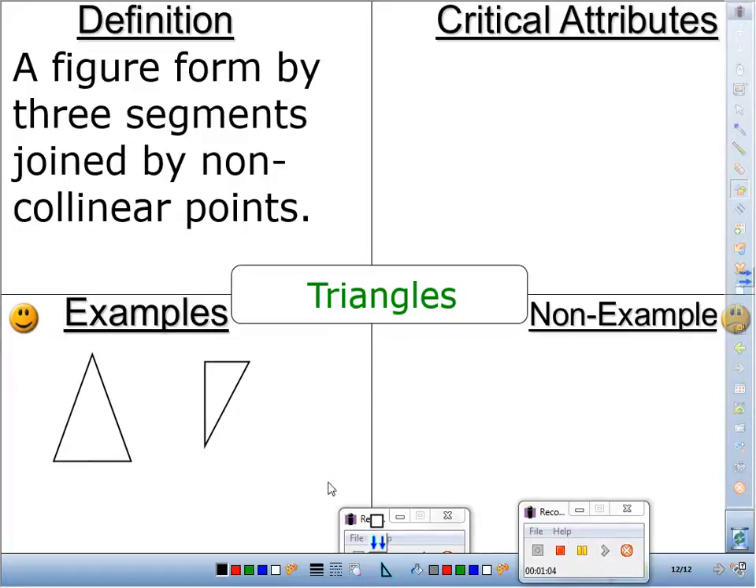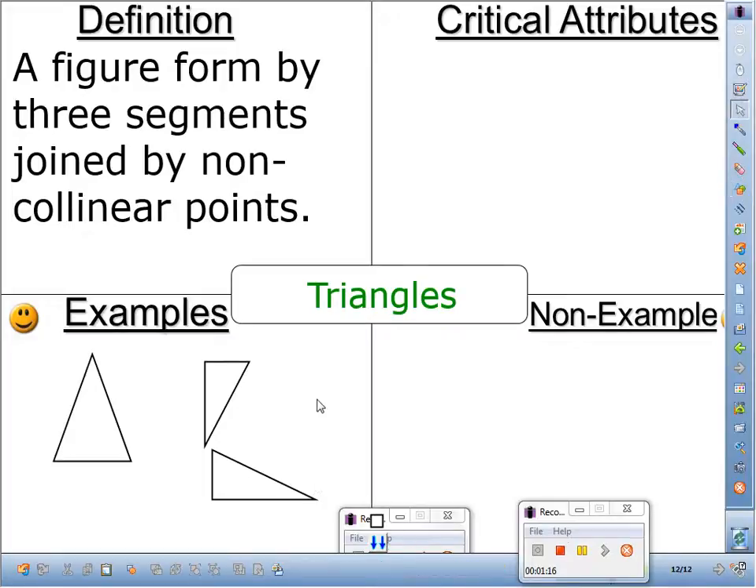Formed, yes. Thank you. Draw a couple of triangles like so. That's why you have a ruler. Non-examples.